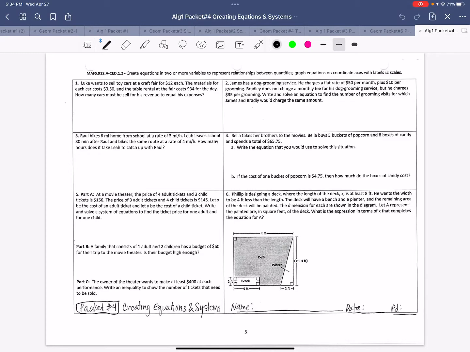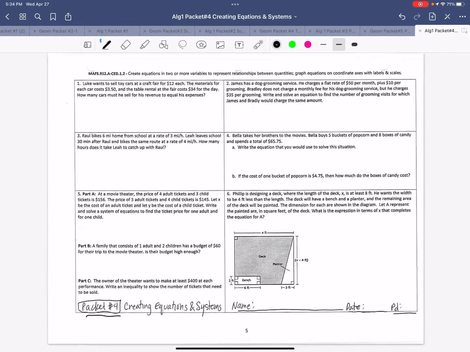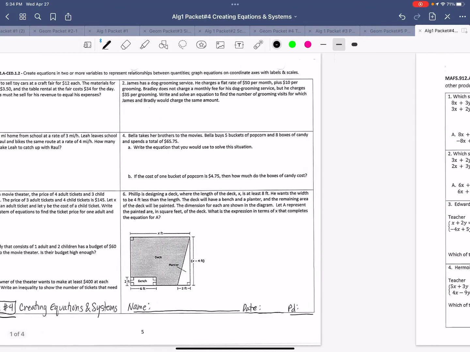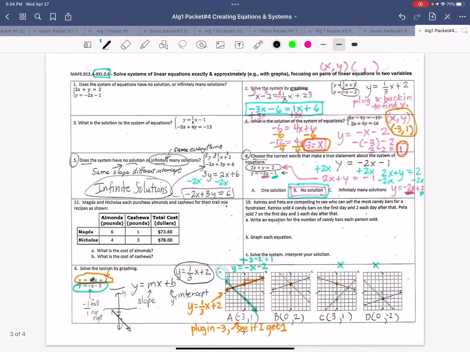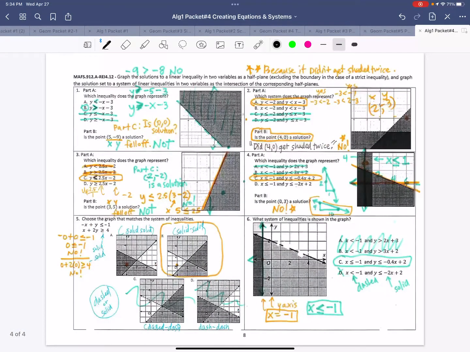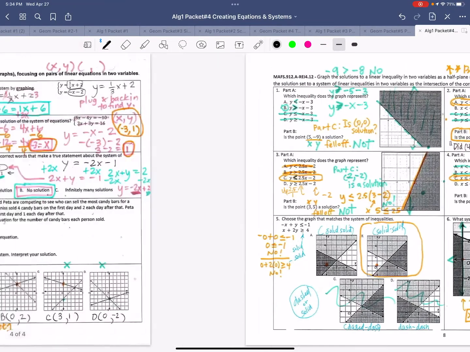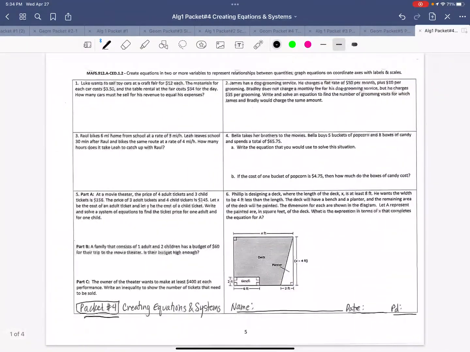Hey guys, we're going to do packet 4, okay? Now, just a review, we didn't write on 5 and 6, but we did write on 7 and on 8, right? Okay. So we're going to pick some questions on page 5 and then some 6 and call it a day.